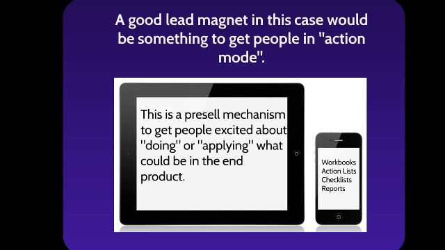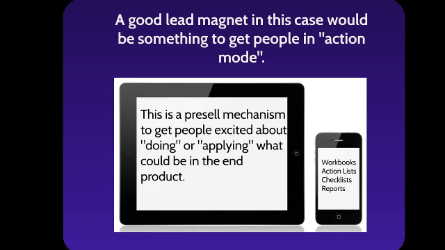If you can get people in action mode and they actually check things off, then essentially what you've achieved is some mini transactions. Mini transactions meaning many actions that people take. The more actions they take in application to your product or service, the more they will become a qualified lead to actually buy and be interested in your product. So that's some of the behind the scenes stuff that goes on. But I would say workbooks, action lists, checklists, and reports are definitely good.